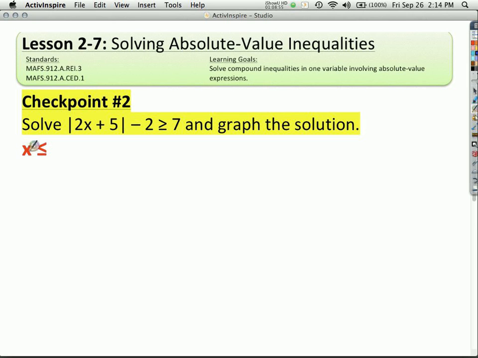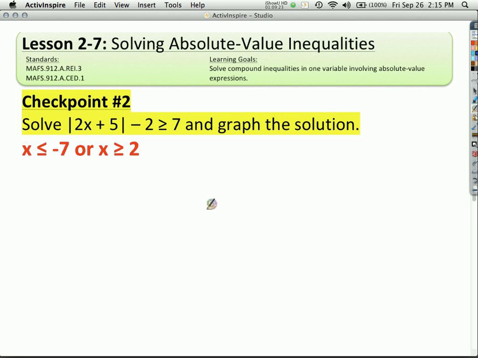X is less than or equal to -7, or X is greater than or equal to 2. I got it right. Yeah, that's wrong. We both got it right, but he got the wrong answer. No, it's not. So you were supposed to graph. I didn't have a graph up here, but you should have graphed. You should have had a closed circle on -7 and 2 and shaded the opposite ends.